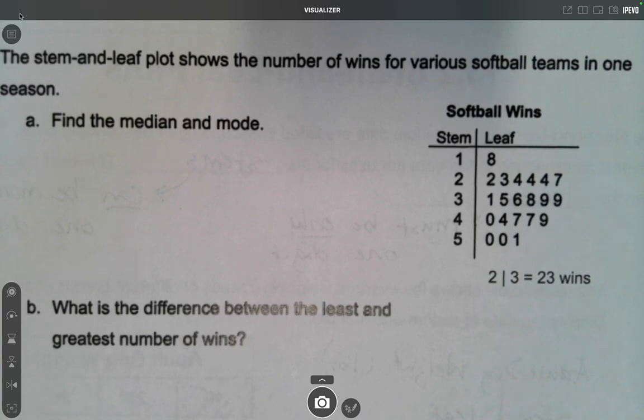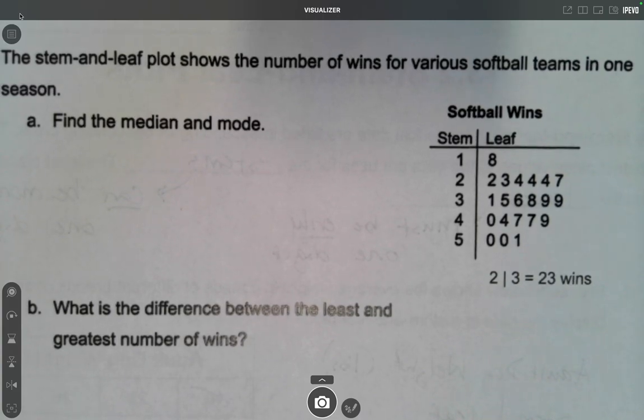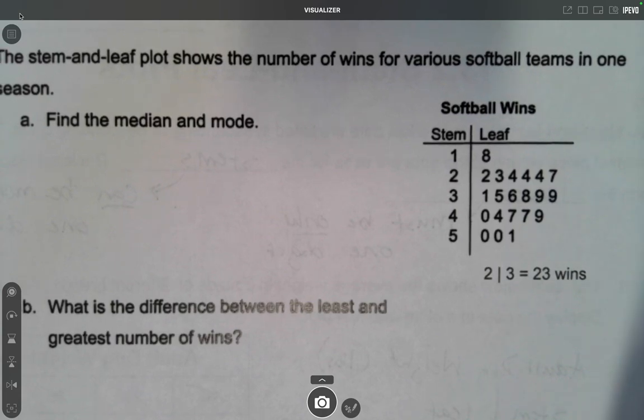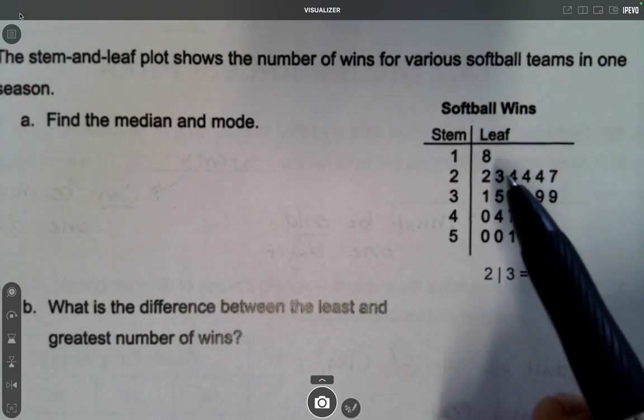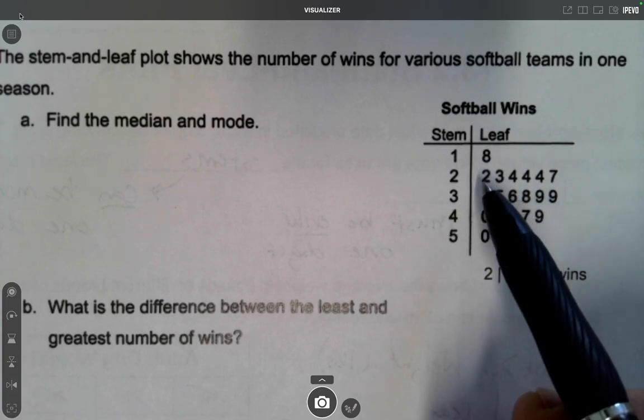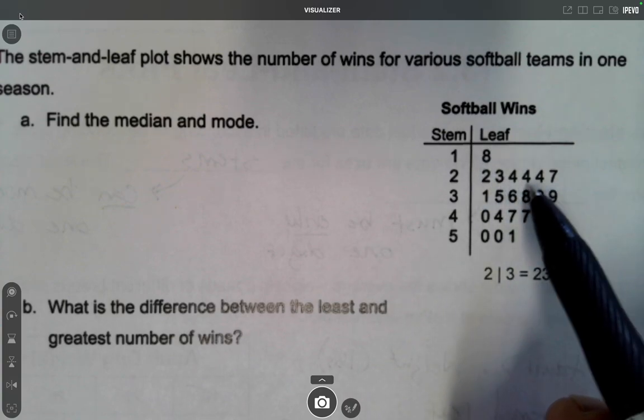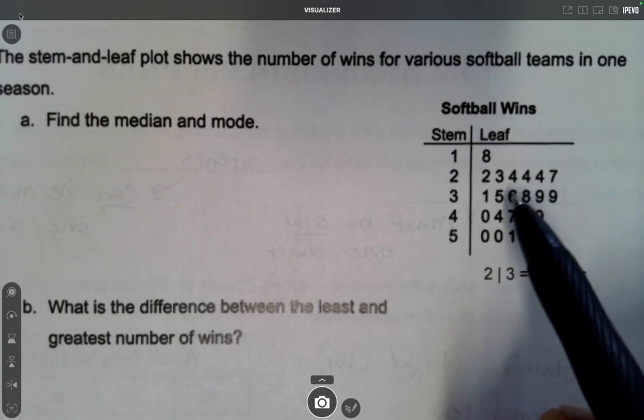So it says find the median and the mode. I'm going to find the mode first because I'll be crossing off numbers when I do the median. So for the mode, I'm looking for repeats. So no repeats in this line. Oh, we have 3 4s right there. That seems like a strong candidate.